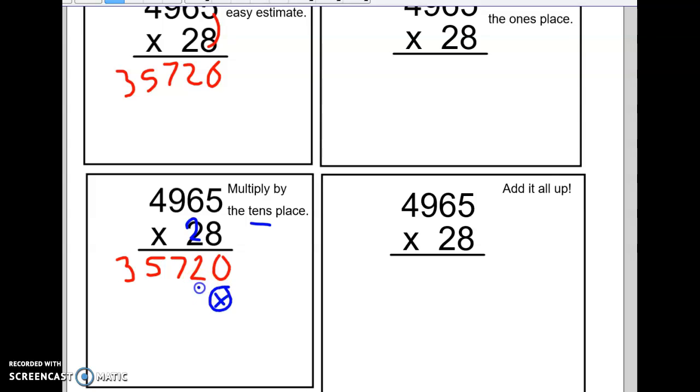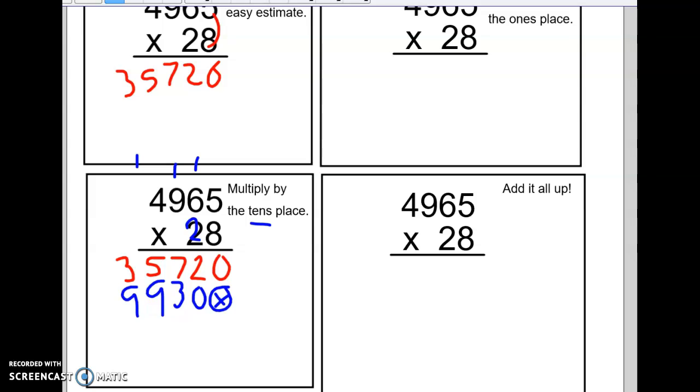2 times 5 is 10. Carry the 1. 2 times 6 is 12. Plus 1 is 13. Carry the 1. 2 times 9 is 18. Plus 1 is 19. Carry the 1. 4 times 2 is 8. And 1 is 9. Okay.